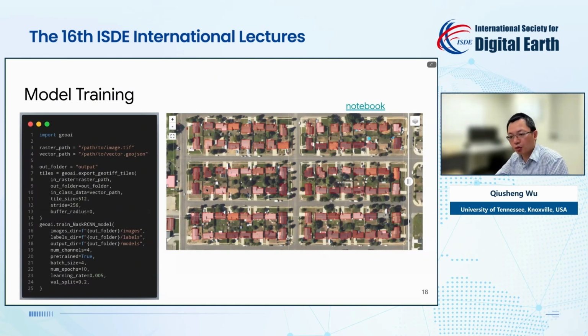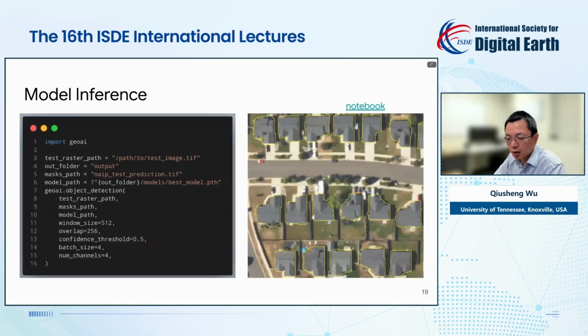And once you train the model, then you can start running the inference. So basically, you can apply your model to do segmentation, for example, on new imagery. And again, just one line of code. Just call the object detection, passing the imagery that you want to classify, and that's it. Then you will be able to get the result.